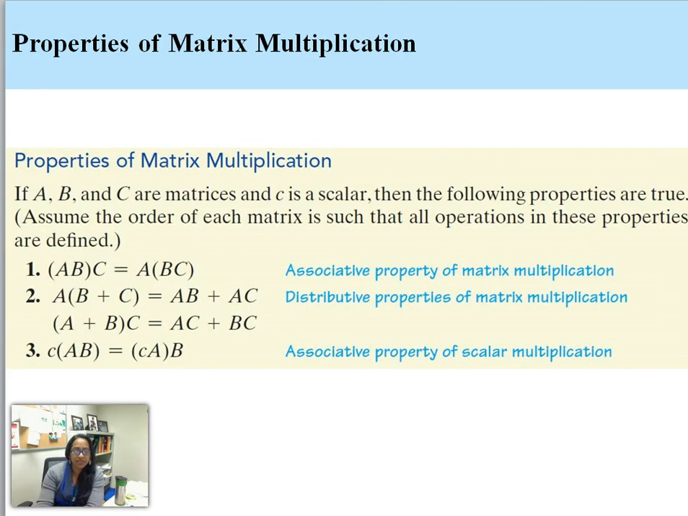Properties of matrices. This is A times B times C is A times B times C. A times B plus C is a distributive property and associative property. Some of the properties you have to know.